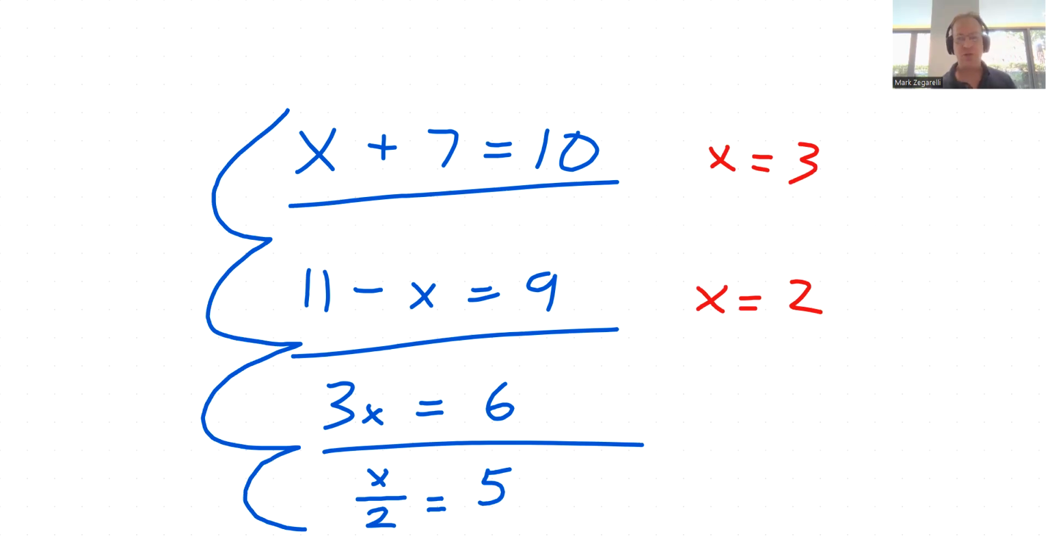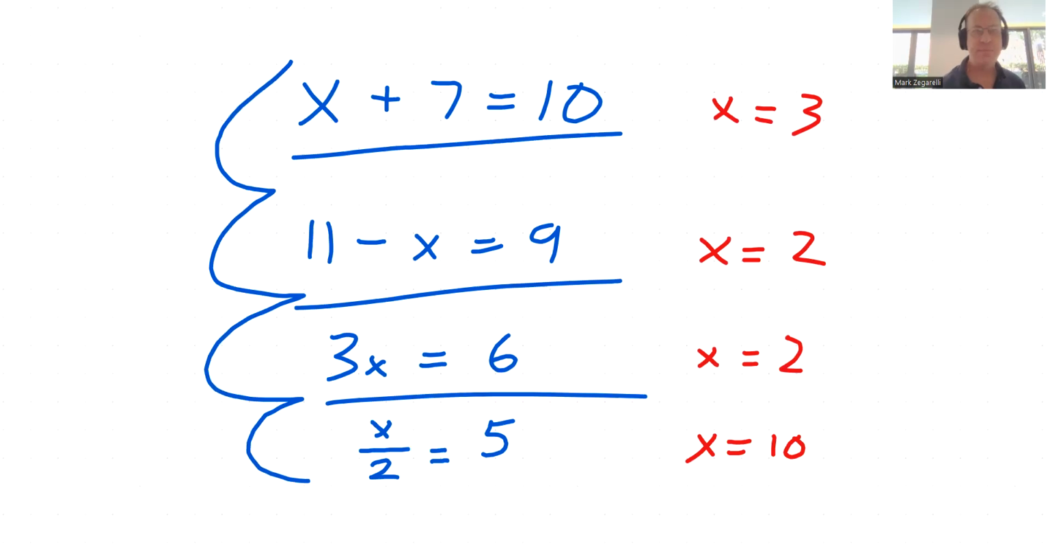3x equals 6. 3 times x equals 6. That means, again, in this case, by coincidence, not by design, x equals 2. And finally, some number x divided by 2 equals 5. What is that value? That means that x is 10, because 10 divided by 2 equals 5. So that's just a quick recap of stuff that we did last time.